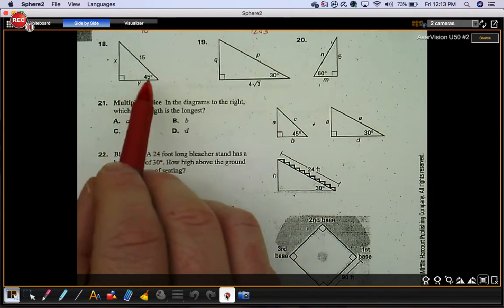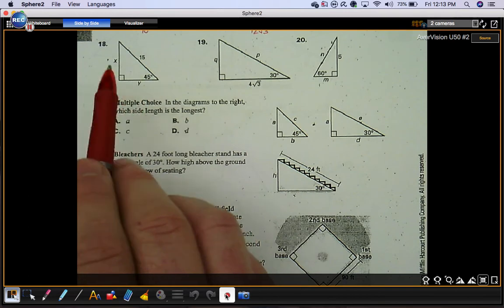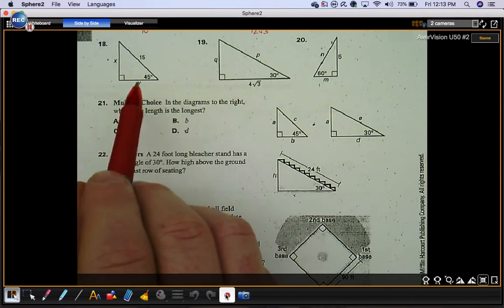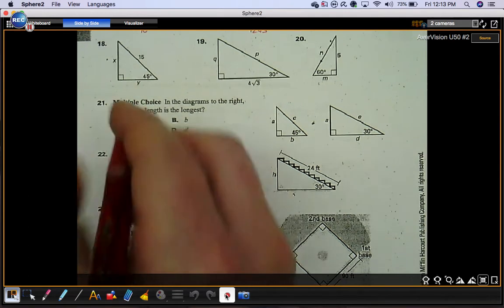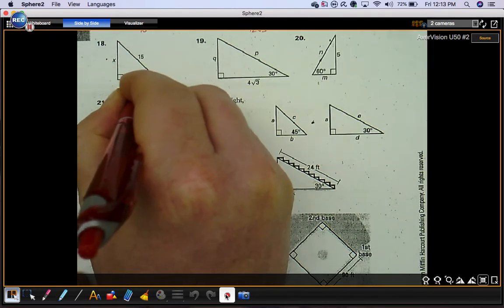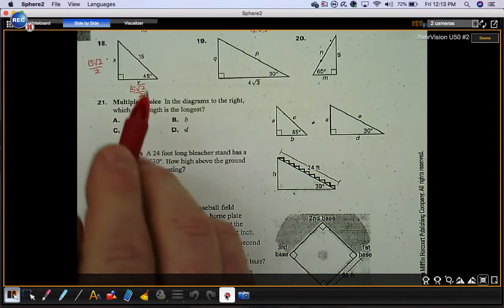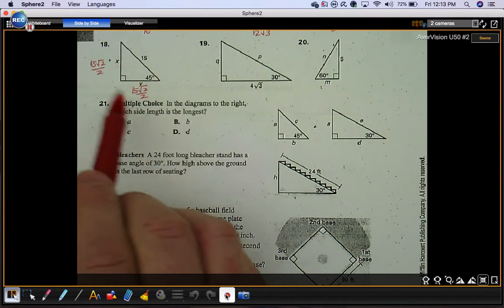Number 18, it's a 45, 45, 90 triangle. Your hypotenuse is 15. What would your legs be? Well, we need to divide by the square root of 2. So this is where you might need to do a little bit of calculating. I know it's just going to look like this, 15 square root of 2 over 2, because I've done this type of problem lots before.